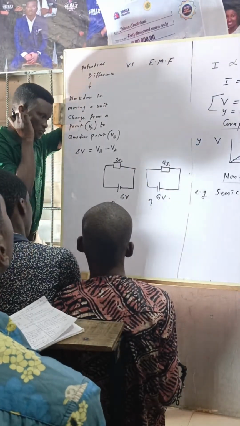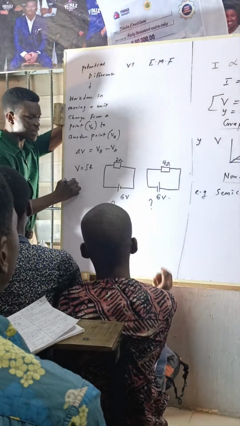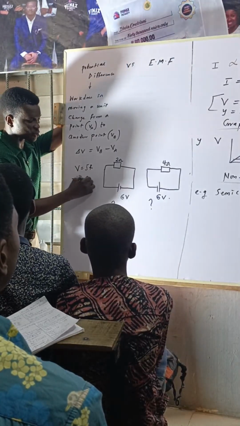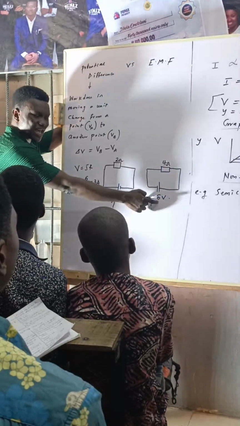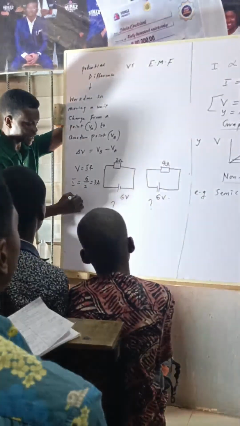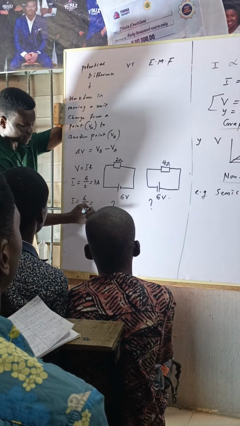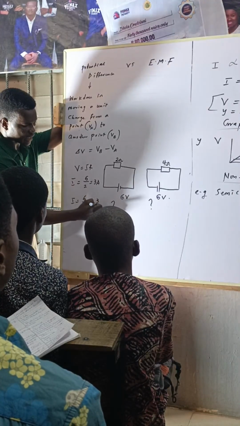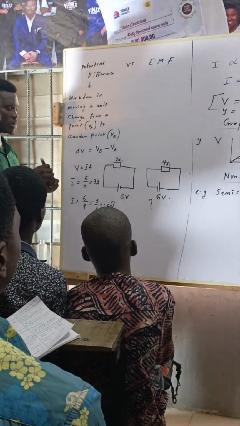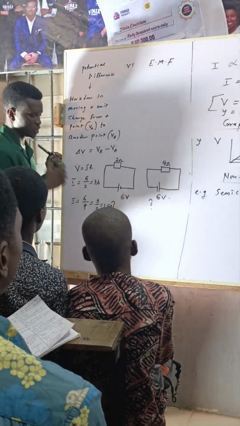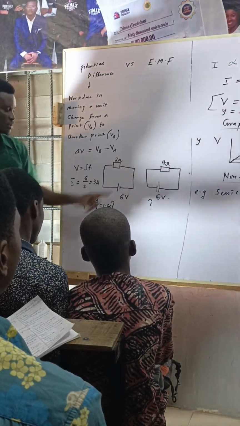What has changed? V is equal to IR. IR is going to be 6/2. That's going to be 3 ampere, right? But same voltage, that's going to be 6/4. And that's what? That's 3/2, that's 1.5. Now, even though it is the same voltage, you can see that the resistance is invariably affecting the current flow.